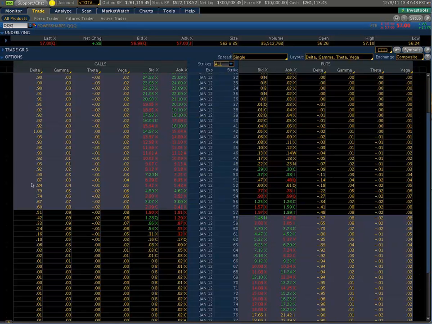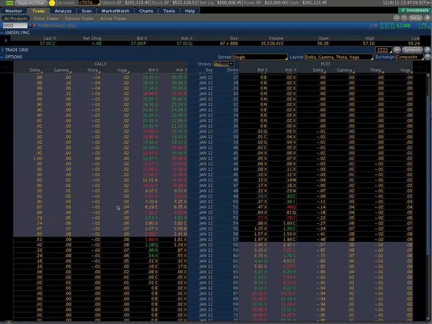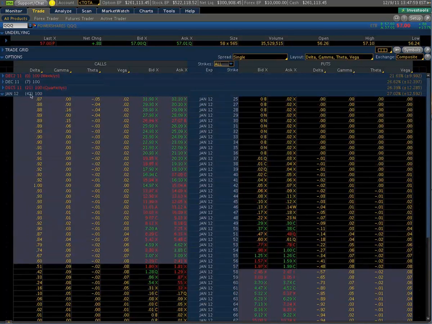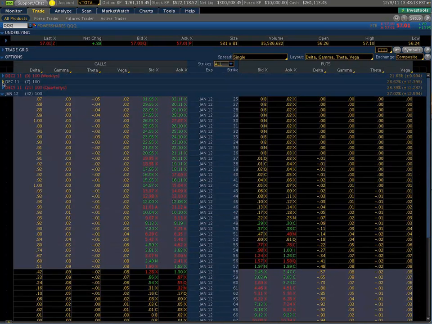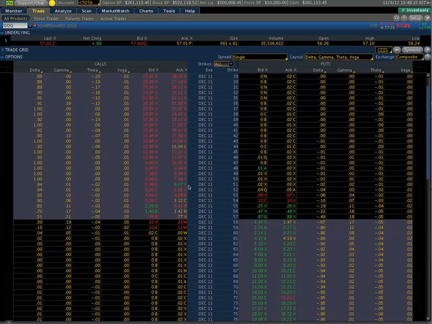And the deltas will actually start to decline and decrease the closer you get to expiration. So, for example, right now, since we're on the January 2012s with 42 days left in these options, the delta for the 60 strike calls is approximately 0.24. If we go back to our December options, you'll notice that the 60 strike price has a delta of only 0.04. That's because the closer you get to expiration, it's an either-or situation.